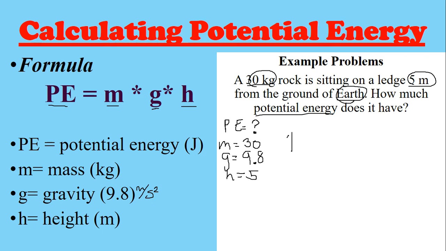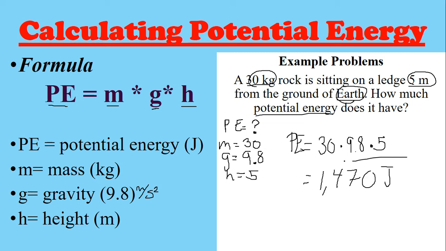So we're going to do potential energy equals 30 times 9.8 times 5. And this one, you can just plug straight into the calculator. It's going to give you the answer. You don't have to do it step by step because we don't have that square and we don't have that half. It's just all multiplication. And when you do that, you get 1,470 joules. And that's how much potential energy this rock has.